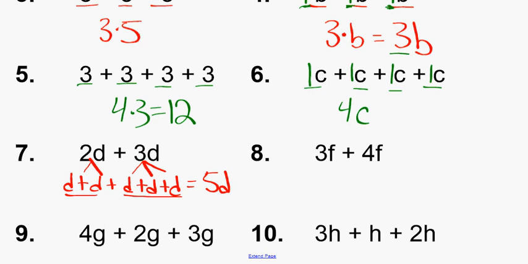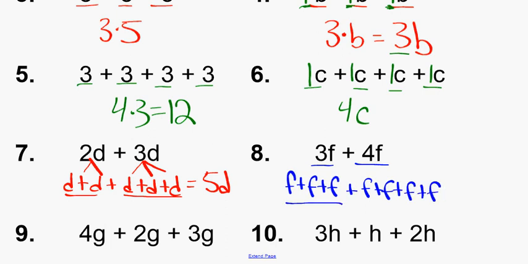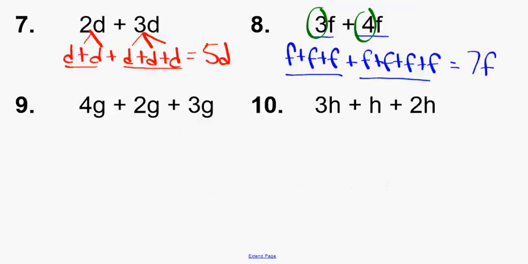Next, I have 3F plus 4F. 3F is the same as F plus F plus F. 4F is the same as F plus F plus F plus F. So if I have 3Fs plus 4Fs, that is a total of 7Fs. Notice all you're doing is just combining the F's by adding your coefficients, the 3 and the 4. So the shortcut, instead of writing out all of these G's, we can just say, hey, 4G plus 2G makes 6. And then adding 3 more is going to give us 9G.